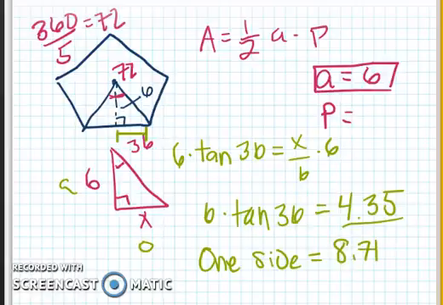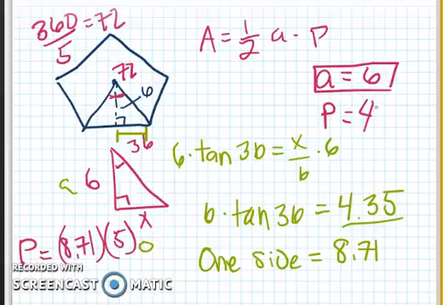So for my perimeter, we'll switch back to the proper color. My perimeter is equal to 8.71 multiplied by 5 sides. And again, 8.71 is still in my calculator, so I'm not even rounding yet. I'm going to multiply by 5, and I get my perimeter to be 43.6 if I round it. I have everything I need to know to plug into this equation now.